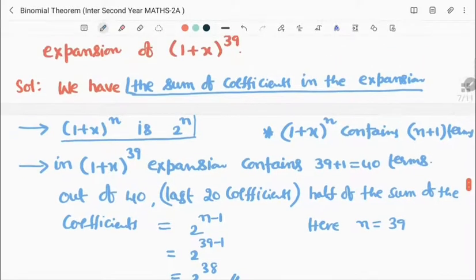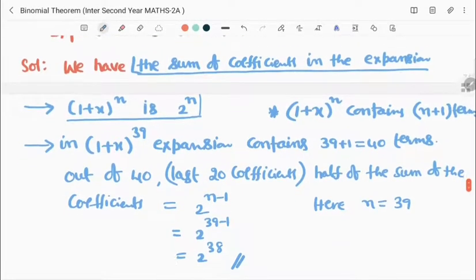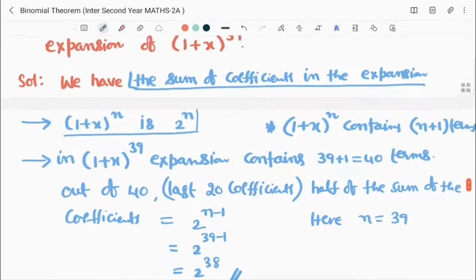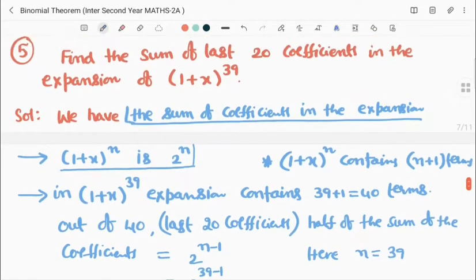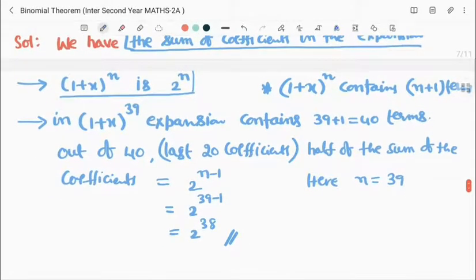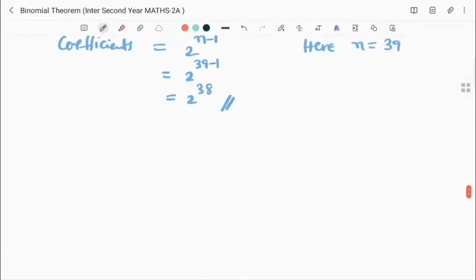So that's the answer. Why are we taking 2^(n-1)? Because it contains 39 + 1 = 40 terms, and out of 40 they are asking for the last 20 coefficients, which means half of the terms. So that is the reason we have taken 2^(n-1). So the answer is 2^38. We will move to the next question.